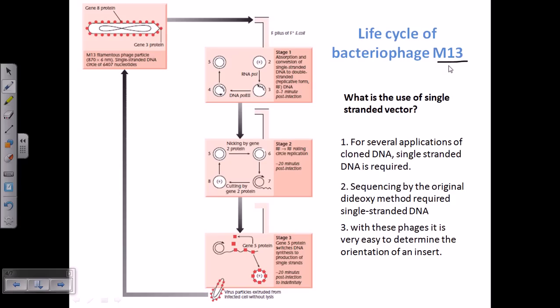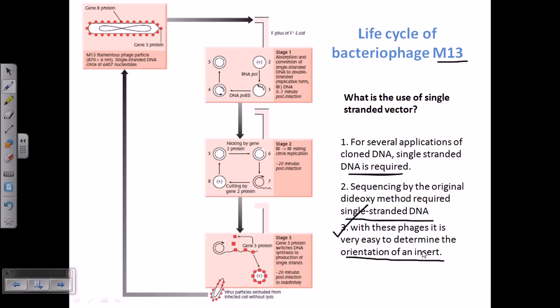What is the use of this single stranded vector? For several applications of cloned DNA, we require single-stranded DNA. Also, for the dideoxy method of DNA sequencing, we require single-stranded DNA instead of double-stranded DNA. So if we use a single-stranded vector, we don't need to do much. We just extract the DNA and can go for the dideoxy method of sequencing. And the most important point of using a single-stranded vector is that it is very easy to determine the orientation of an insert.